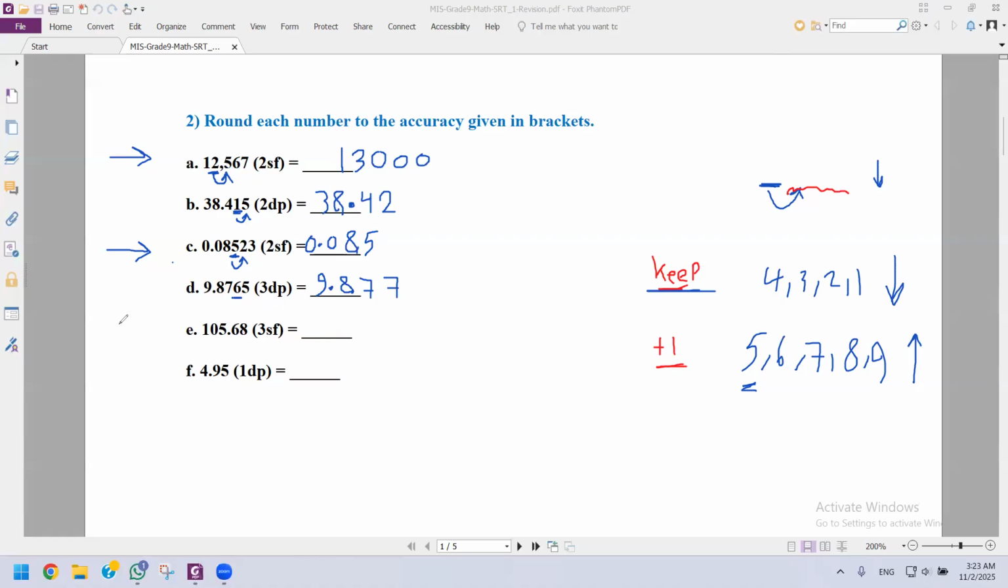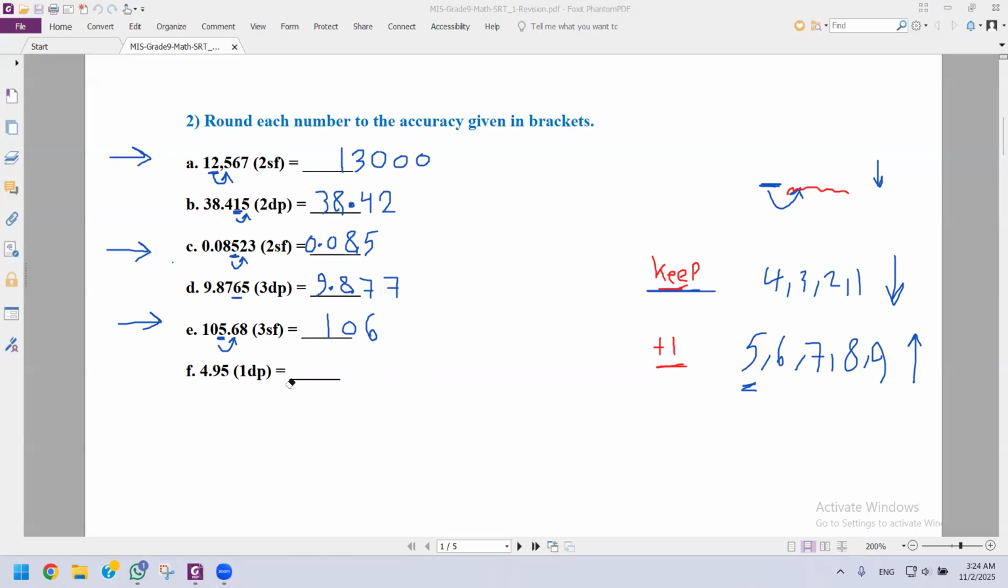E, 3 significant figures. Let's count from left. 1, 2. Do I count that 0? Yes, because it's not the first value. 1, 2, 3. So 5 is the third significant figure. We look at 6, it is round up. So 5 will be 6, and then write the one before, 0, 1. Then point what? 0, 0. Again, it has no meaning, so remove them. 106.